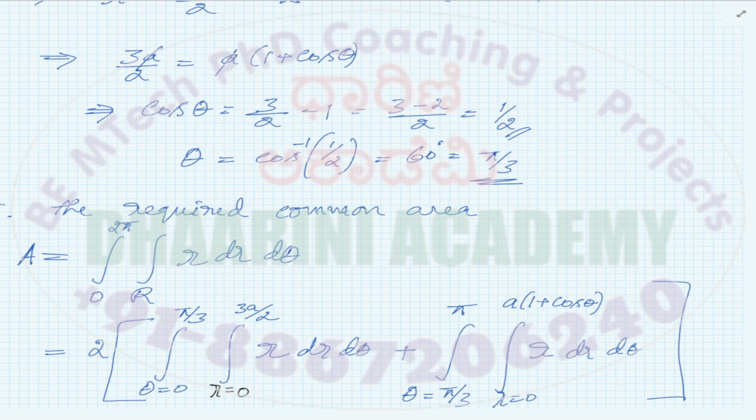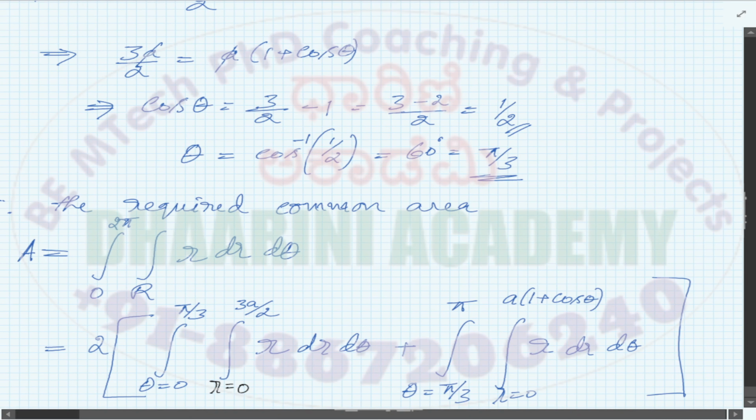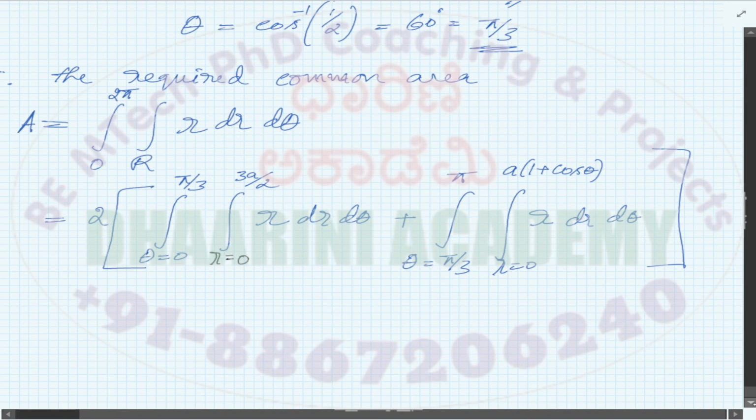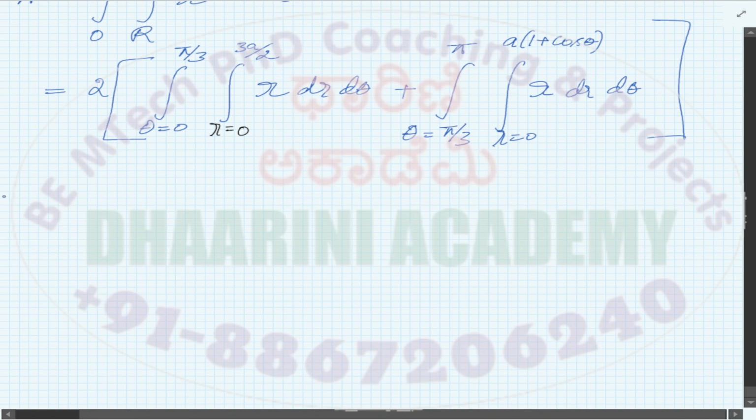So I need to solve these two integrals now. First we need to simplify the individual integrals, then only I can substitute. But before I go for a simplification, I need to make another substitution here. So this is equal to 2 times integral, theta is equal to 0 to pi by 3, and R is equal to 0 to 3a by 2. During this region, what is R?